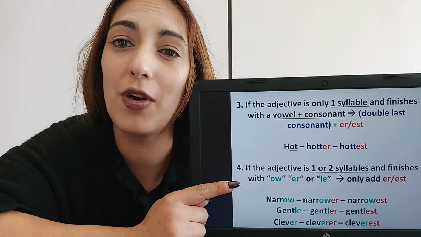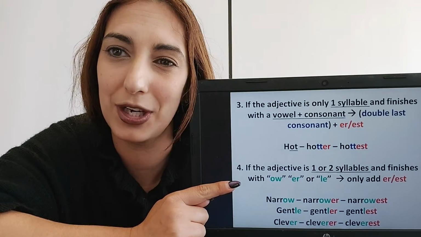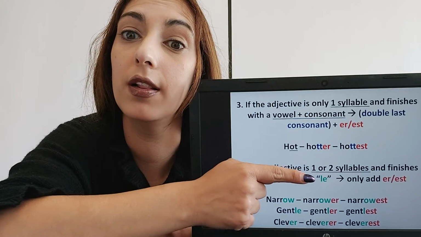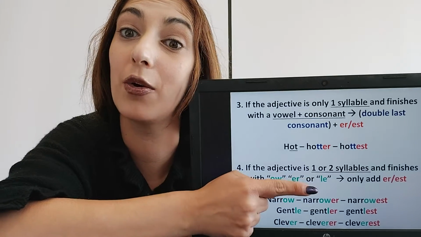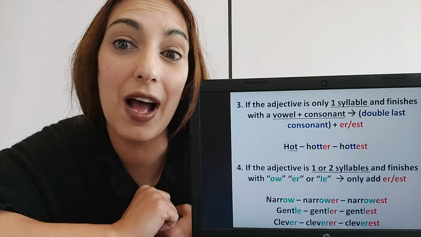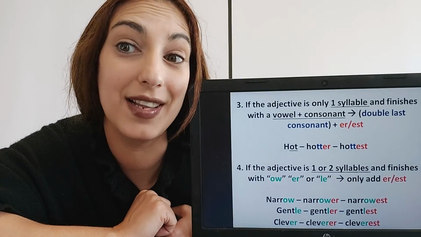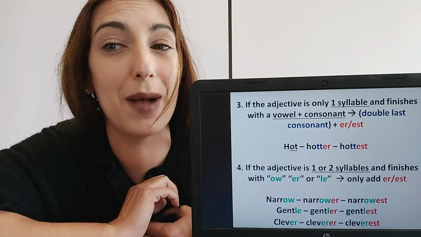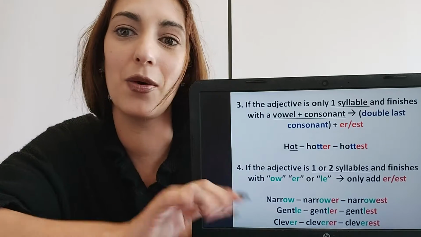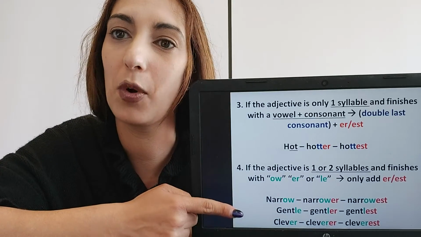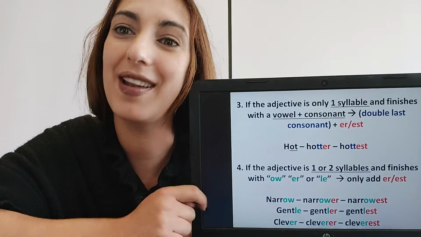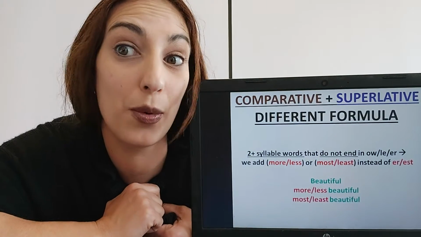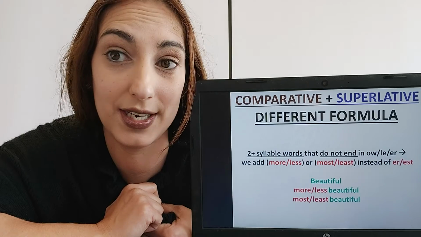Now, if we have one or two syllable adjectives that finish with O-W, E-R or L-E, we are allowed to add ER and EST. There are times that you'll be able to use it with the next formula that I'm going to talk about, but we'll see. Okay? So have a look at these examples again. Pause the video if you need to. And now let's continue. Now, we also have a different formula from the one that we've talked about already.